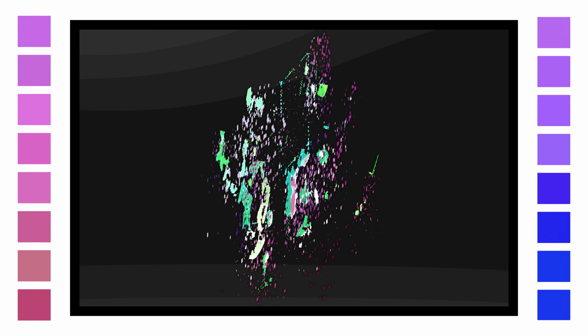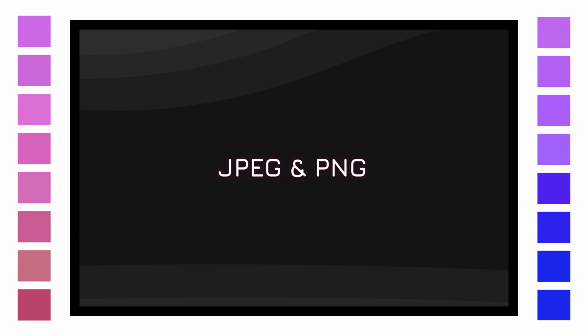Vectors don't have this problem, because they're just mathematical instructions rather than a grid of pixel data. Their file sizes tend to be very small to begin with. Two common raster image types are JPEG and PNG, and a common vector file type is SVG.